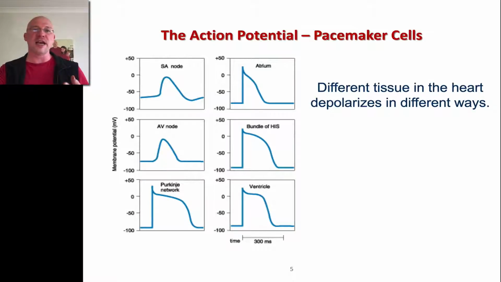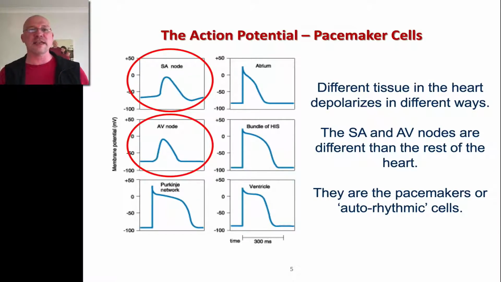So here are the action potentials charted out, time on the x-axis, voltage on the y-axis in millivolts. And you can see that they're different. In particular, if you take a look at the SA node and the AV node, you can see that they've got quite a different shape than the normal ventricular depolarization, which we studied in the last talk. So the different tissues in the heart depolarize in different ways. The SA and the AV node are markedly different, and they have different electrophysiology. These are the pacemaker cells, sometimes called the autorhythmic cells, because they can automatically generate their own rhythm.